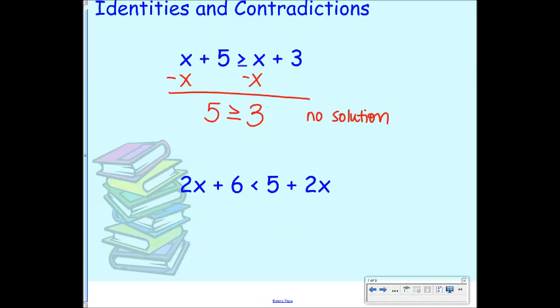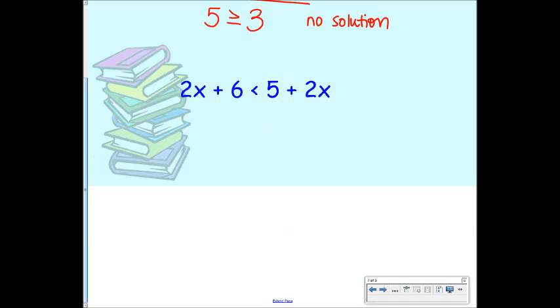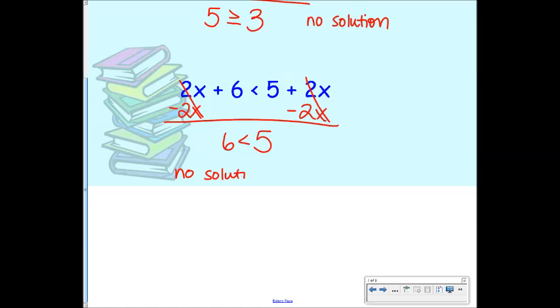Let's take a look at this one. If I get rid of my x's, so those go away, and I'm left with 6 is less than 5. So is that true or not true? That is not true. 6 is not less than 5, so that is a no solution. What do you think would happen if it were like this?